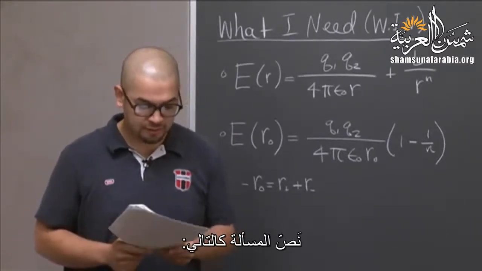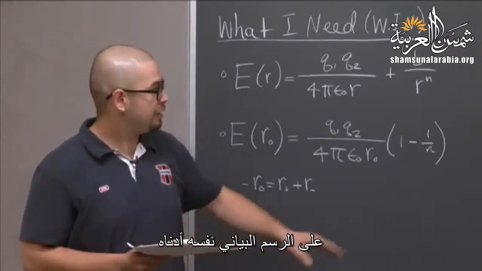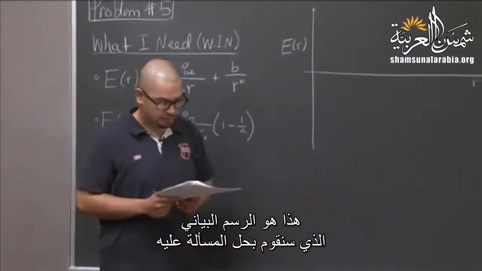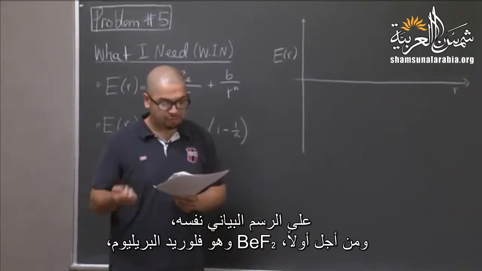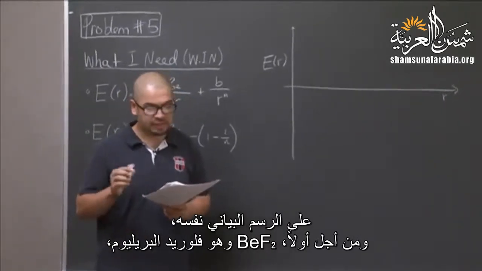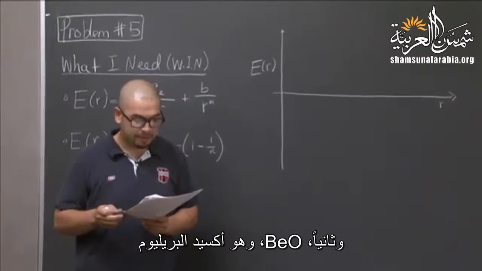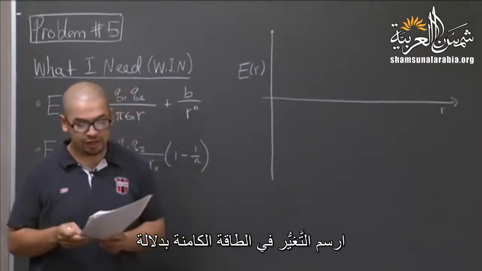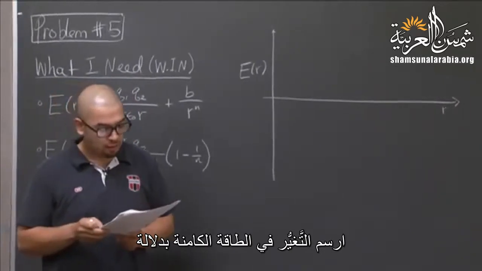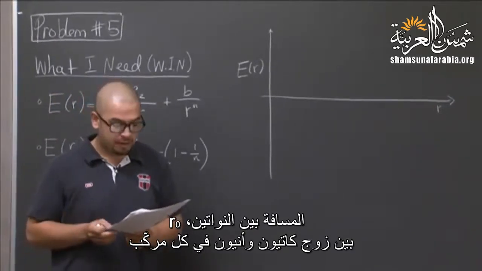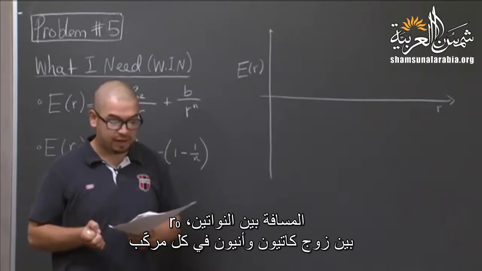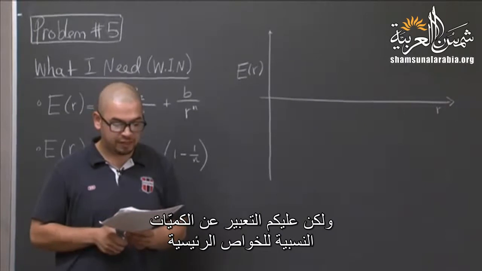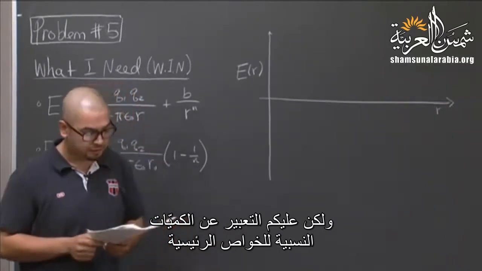So the problem reads as follows. On the same graph below, and this is the actual graph that we're going to be doing the problem on, for 1) BeF2, beryllium fluoride, and 2) BeO, which is beryllium oxide, sketch the variation in potential energy with internuclear separation R between a cation and an anion pair in each compound. The diagram need not be drawn to scale. However, you must convey the relative magnitudes of key features.